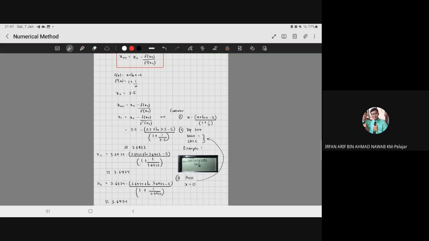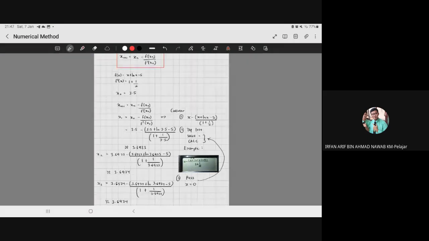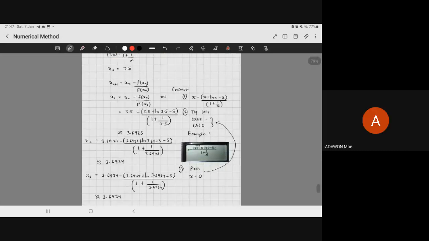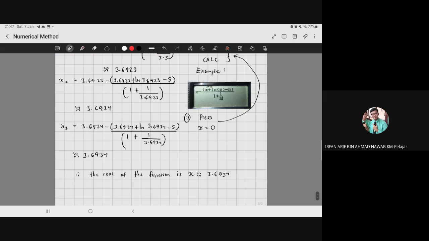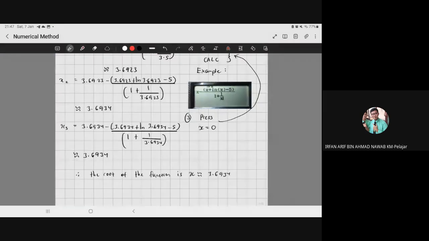Okay, no questions. You guys got the same answer as me, 3.6934. We got the same answer, nice. How about you, Shafi? Hopefully you get the same answer as me. As long as you don't create any errors in your calculation, it should be fine. Okay, looks great.